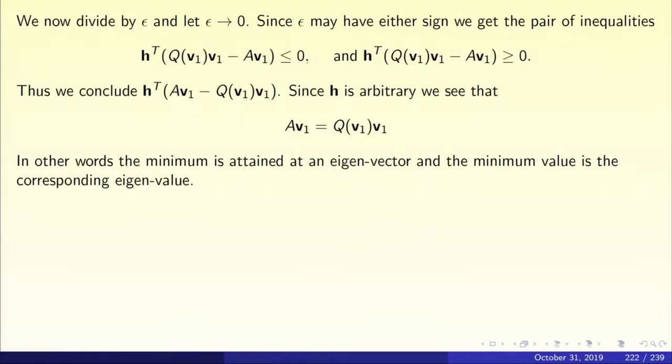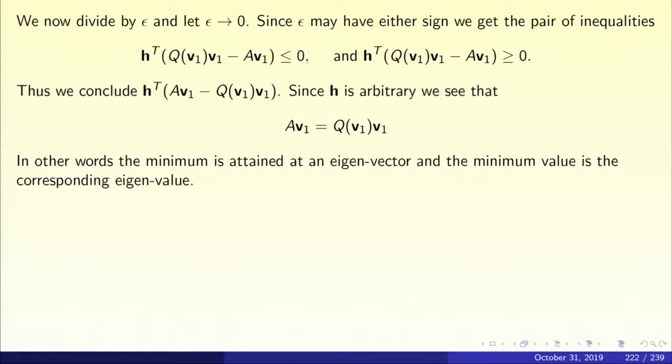But now remember, H was arbitrary. H was an absolutely arbitrary vector in Rn such that H transpose times this other vector is 0. So H transpose times a certain vector is 0 for all H, which means that this other vector must compulsorily be 0, which means that AV1 minus QV1 V1 must be 0 or AV1 must be QV1 times V1.